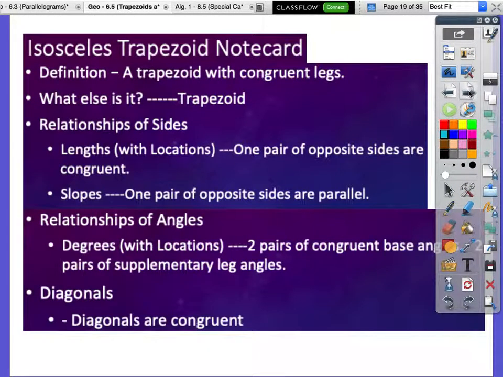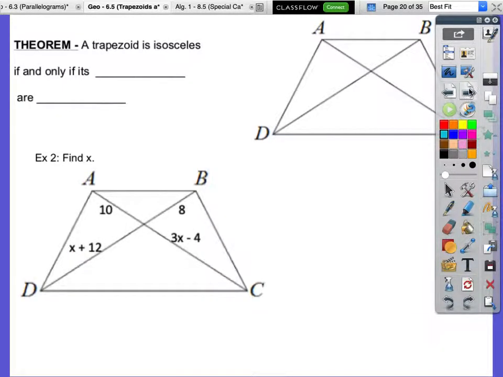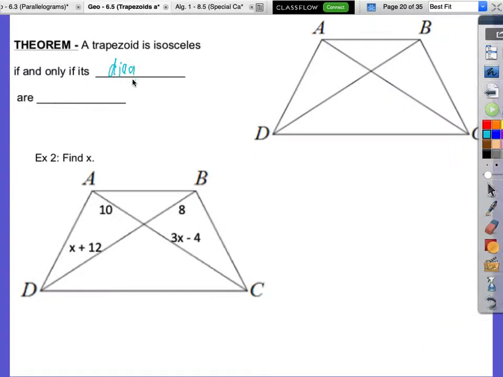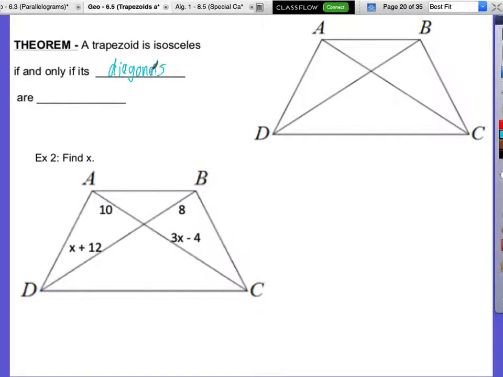You know the diagonals are congruent. A trapezoid is isosceles if and only if its diagonals are congruent, so that's the only time it happens. So if the diagonals are not congruent, it's not isosceles. If they are congruent, it automatically is isosceles.